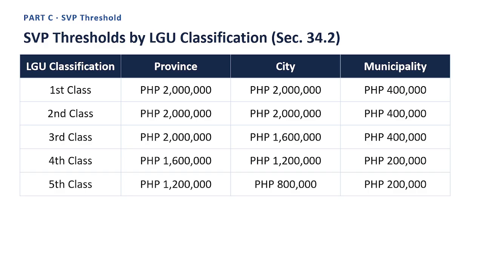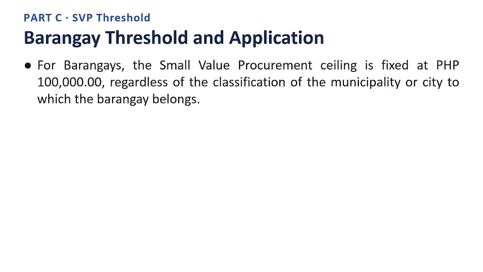Use this table as a direct lookup reference whenever you need to check SVP thresholds by LGU classification, Section 34.2. Next slide. Barangay threshold and application. Point 1. For barangays, the small value procurement ceiling is fixed at Philippine pesos 100,000.00, regardless of the classification of the municipality or city to which the barangay belongs. Point 2. Any ABC exceeding the applicable ceiling in the classification table requires competitive bidding rather than small value procurement, unless another specific mode under Section 26 properly applies. Taken together, these points give you the practical, working picture of barangay threshold and application.